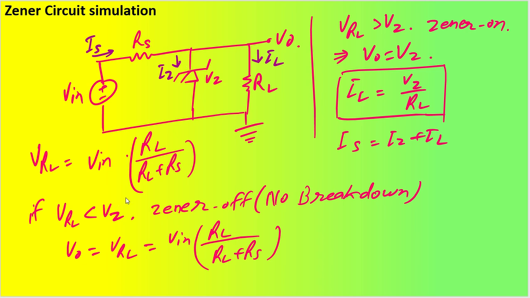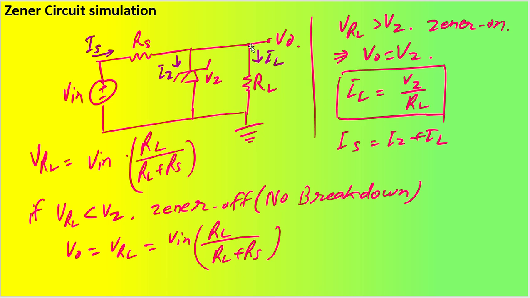In that case, if my VRL is less than Vz, then the Zener will be off, it will not be in working condition, and output will remain equal to your VRL which you calculated. But the case happens when this VRL is greater than Vz. Then the Zener diode comes into picture and becomes on, and in that case output will be regulated to Vz, and the current IL will be equal to Vz by RL.